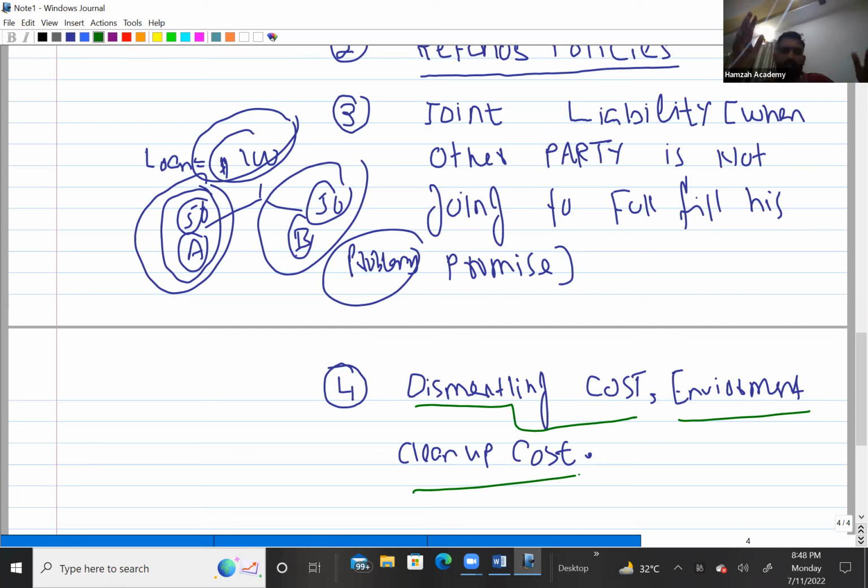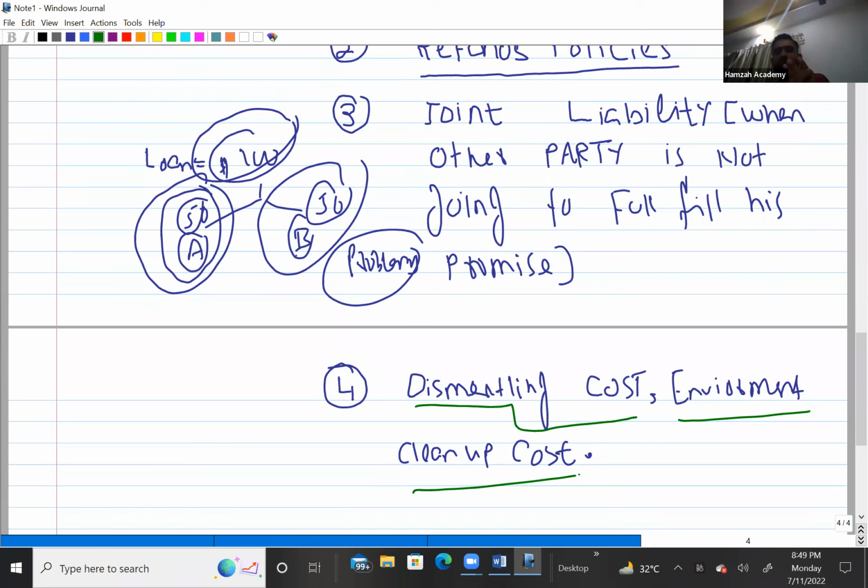Dismantling cost means, for example, if we build a factory in some area and by law or by our own practices, we have to dismantle the factory at the end of its useful life. So for that purpose, I have to make a provision now because there is a present obligation on me. Because when I constructed the factory, that was a past event, and by my commitment or by law, there is an obligation on me that I should dismantle this factory when I finish my operations here. So that is known as dismantling cost.